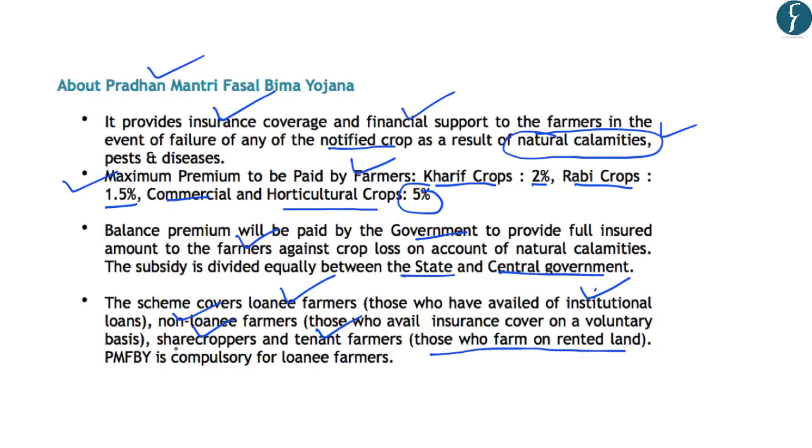So in this case, you should note that Pradhan Mantri Fasal Bima Yojana is compulsory for the loanee farmers. So this means that it is compulsory for those farmers who have taken institutional loans. So these are a few aspects which are important for us from the preliminary examination point of view. Now let us look at the problems and the challenges in the implementation of Pradhan Mantri Fasal Bima Yojana.